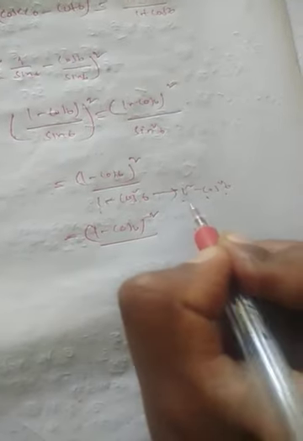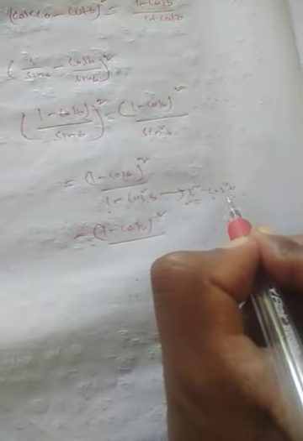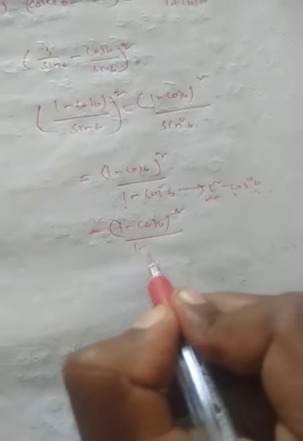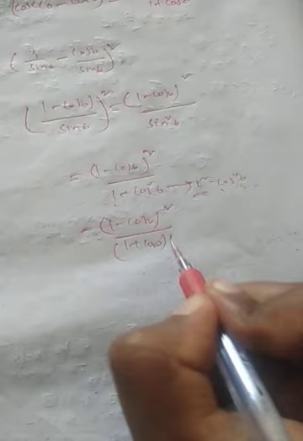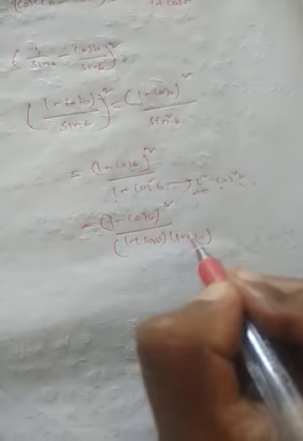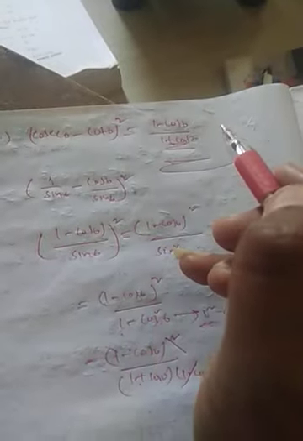A square minus b square, a plus b into a minus b. A plus b is 1 plus cos theta, a minus b is 1 minus cos theta. 1 plus cos theta into 1 minus cos theta. You will get 1 minus cos theta by 1 plus cos theta. That's the fifth bit, first one. Next, second question. So this is what we required: 1 minus cos theta by 1 plus cos theta.